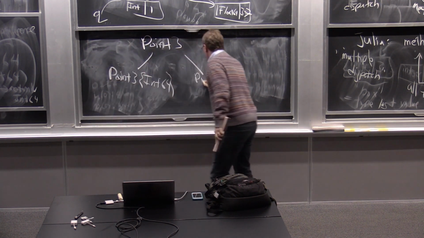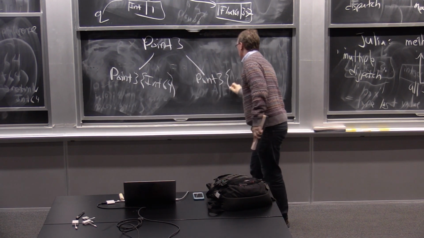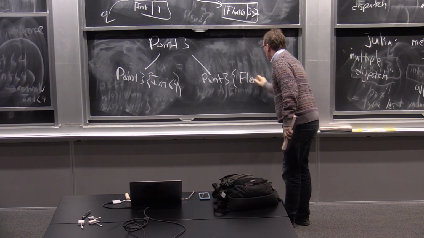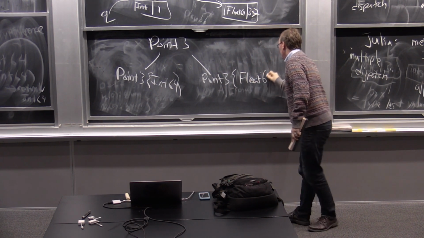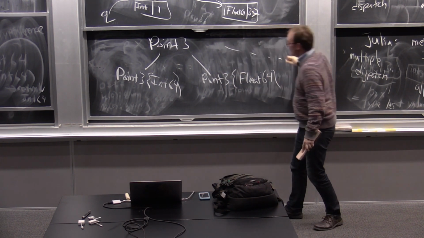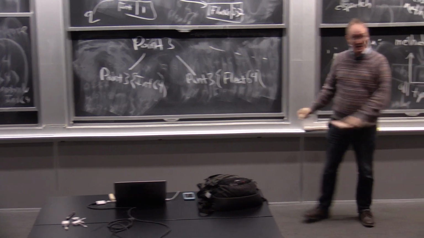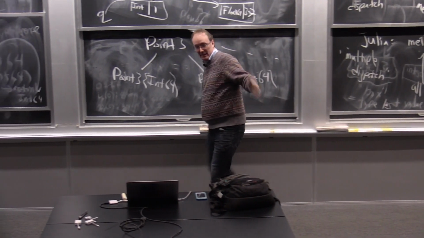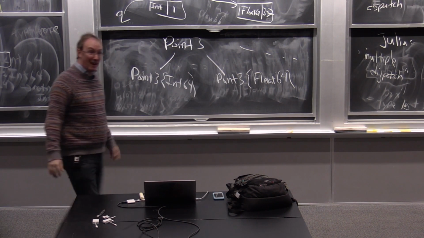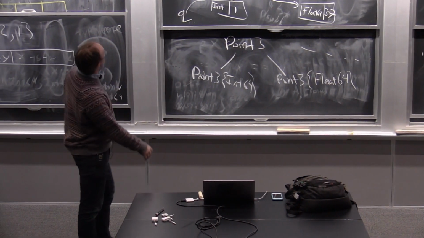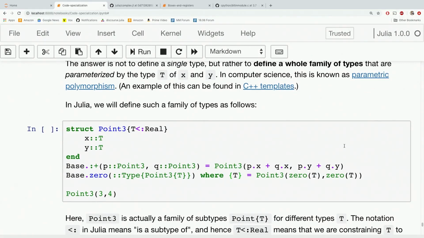There's a Point3 float32, Point3 float64, and so on. Infinitely many types, as many as you want, and basically it'll create more types on the fly just by instantiating. So for example, otherwise it looks the same.